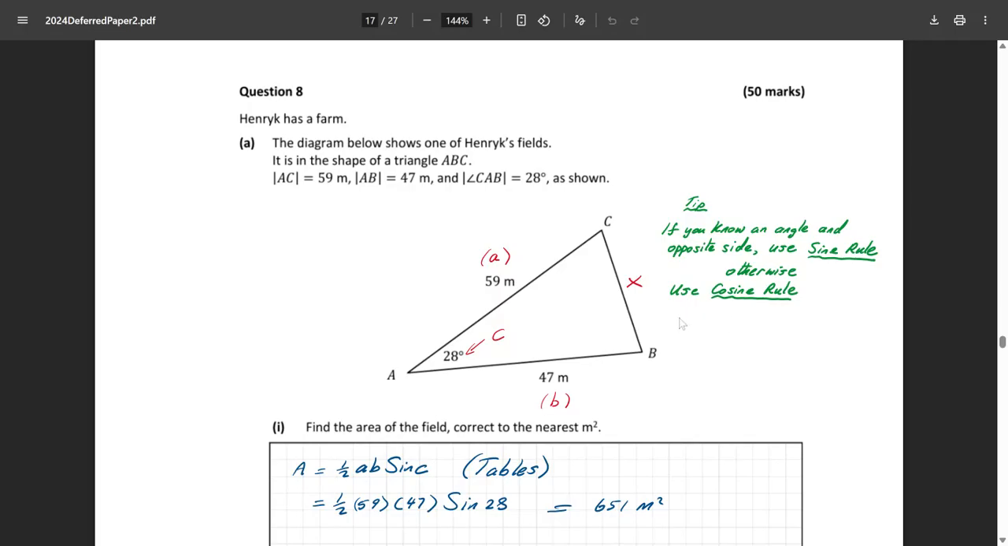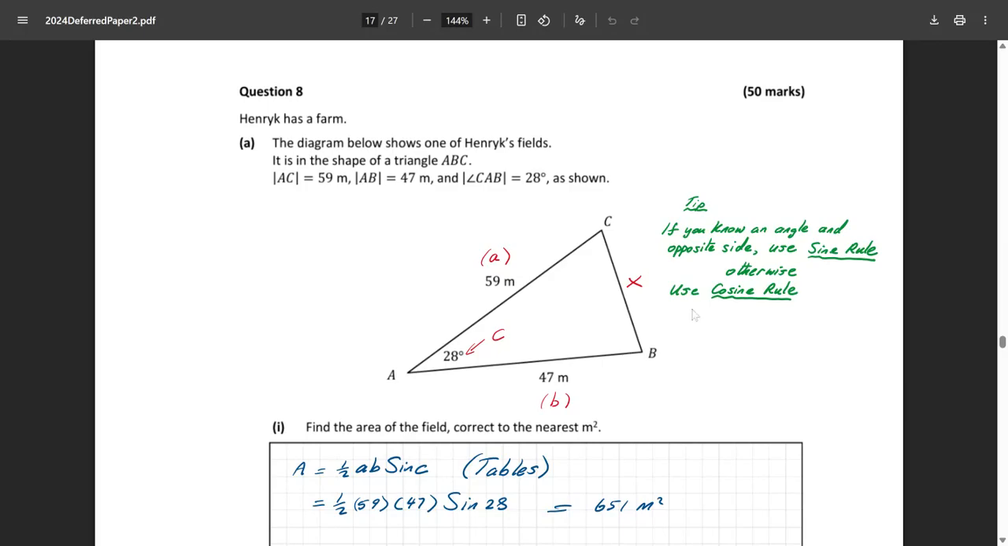Let's have a check here. We have an angle, but we don't have the opposite side. We have a side, but we don't have the opposite angle, and the same here. So we do not have a side and opposite angle, so therefore we have to use the cosine rule by a process of elimination. How does the cosine rule work?